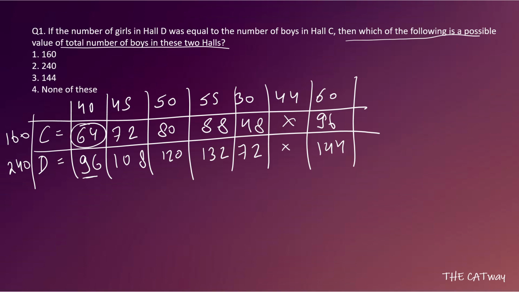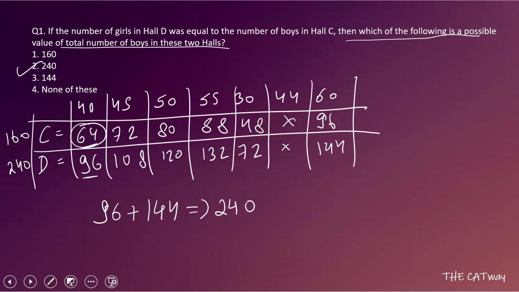So the number of boys in these two halls: in hall C it is 96, and in hall D it is 240 minus 96, that is 144. So the total would be 96 plus 144, that is 240. Let's see if 240 is there in the answer. Yes, it is. That is option 2, which will be the correct answer. Let's move to the next question.